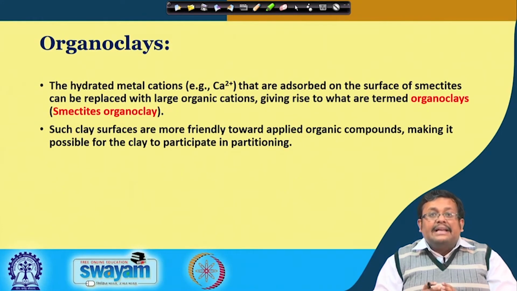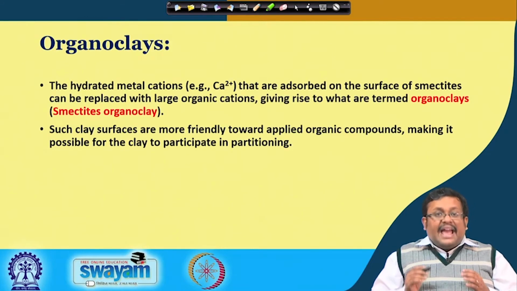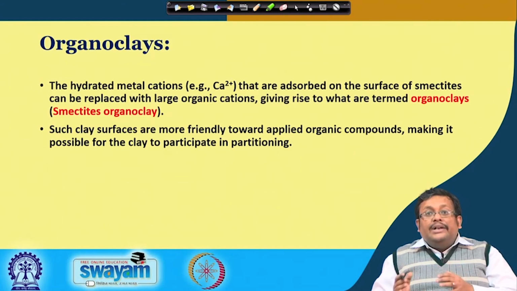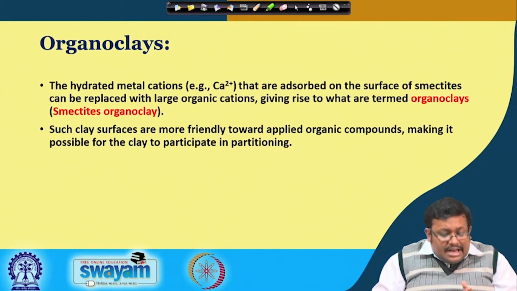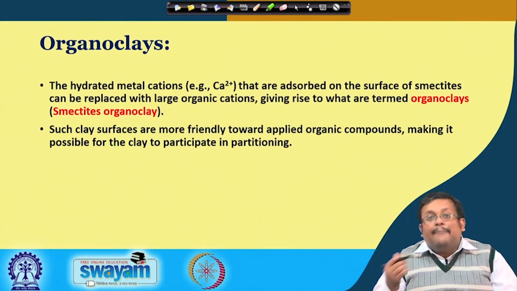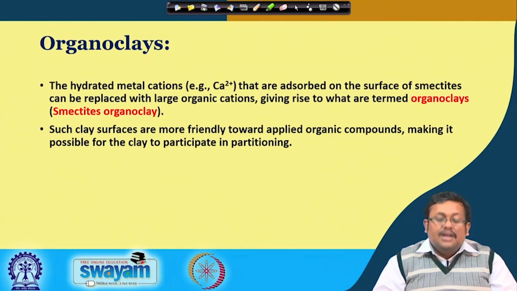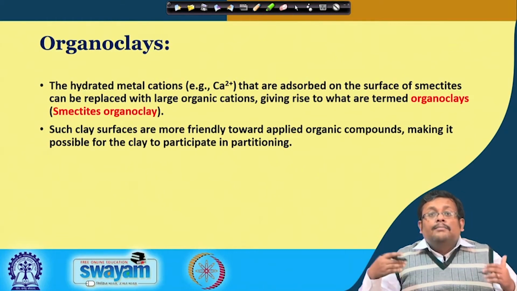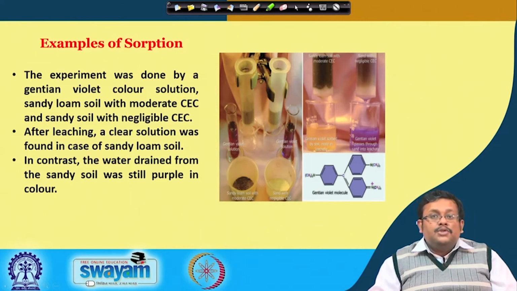The hydrated metal cations like calcium that are adsorbed on the surface of the smectites can be replaced with large organic cations, giving rise to what we term organoclay, that is, smectite organoclay specifically. Now, such clay surfaces are more friendly towards applied organic compounds, making it possible for the clay to participate in partitioning. Obviously, when these clays are more friendly towards applied organic carbon compounds, they will take part more in the partitioning processes. So, let us see an example of sorption.